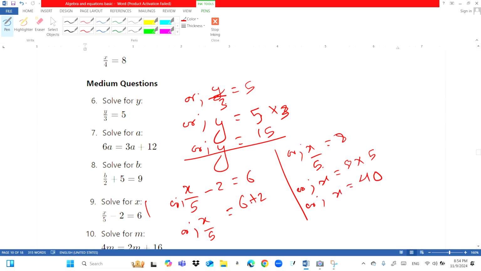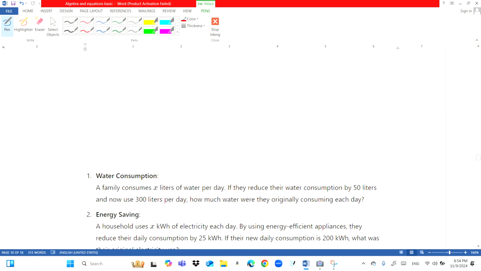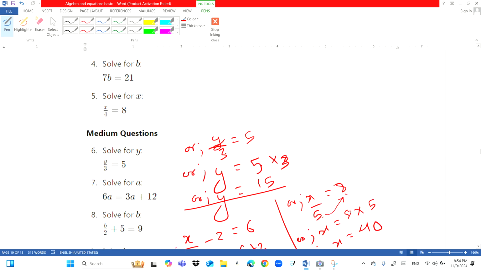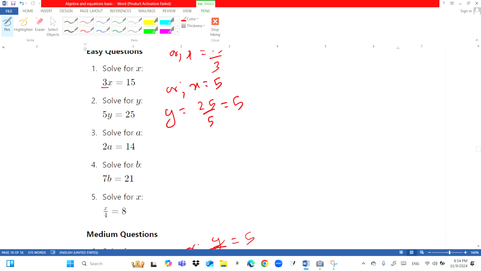Really easy. Okay, why did we multiply this 5? Because if it is in divide on this side, when it goes to the other side, it's going to end up with multiply. And if it is multiplication, it goes to the other side and ends up in division. So it's really easy.